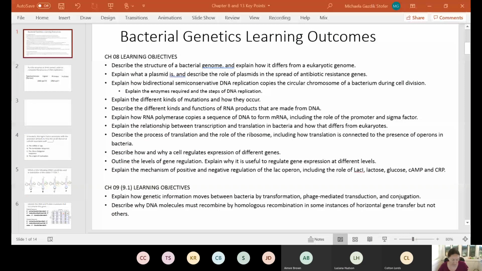Remember, this week is covering mainly chapter 8 and chapter 13. But remember for chapter 8, there's also a small section that is actually in chapter 9. So the section on horizontal gene transfer is in 9 and not 8. The learning outcomes that you have for these chapters are here on the first slide, just to help keep you organized.